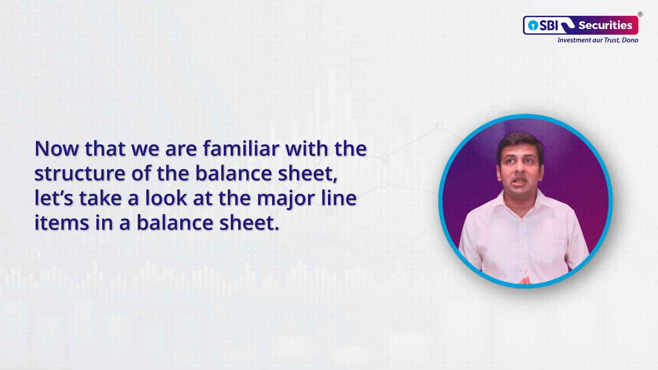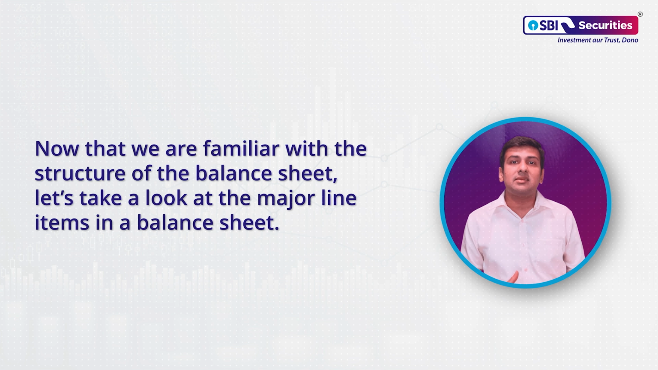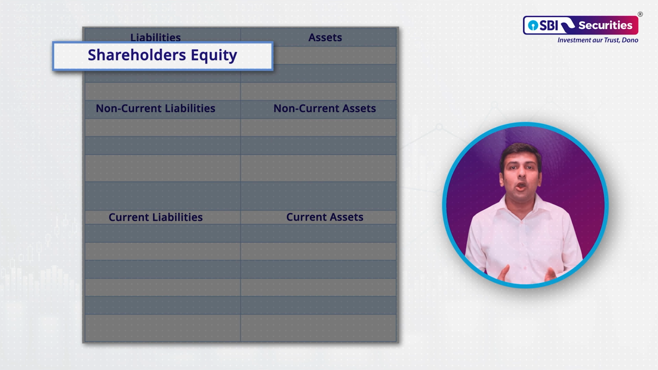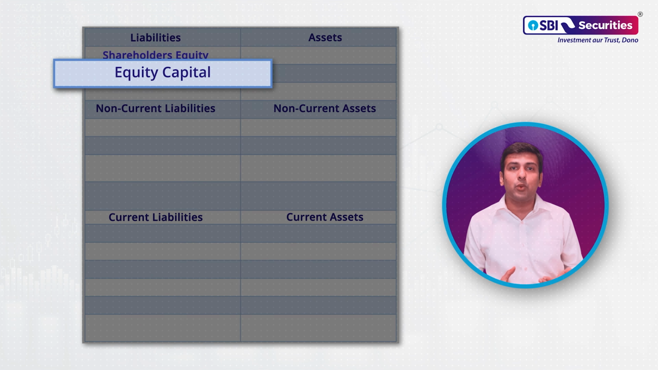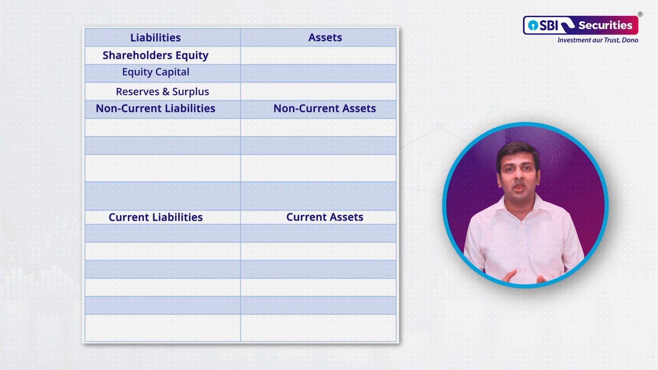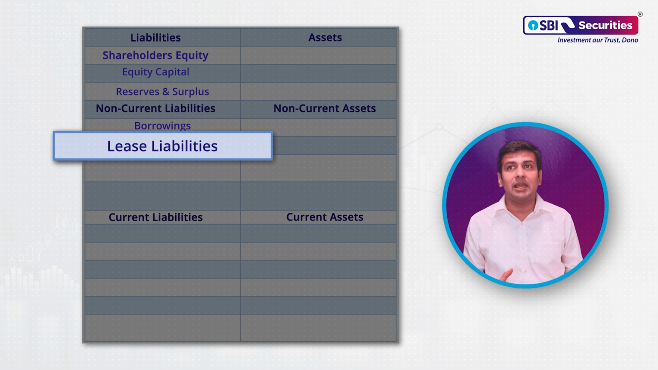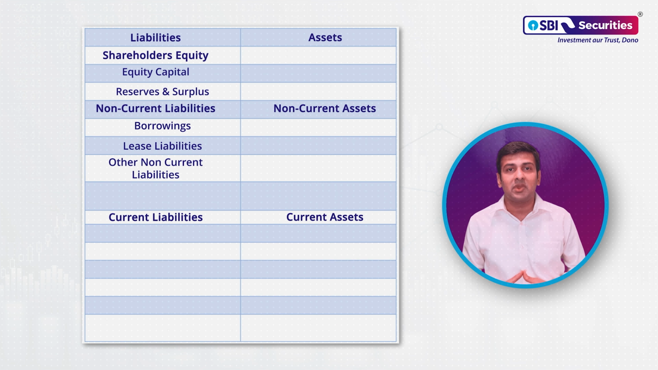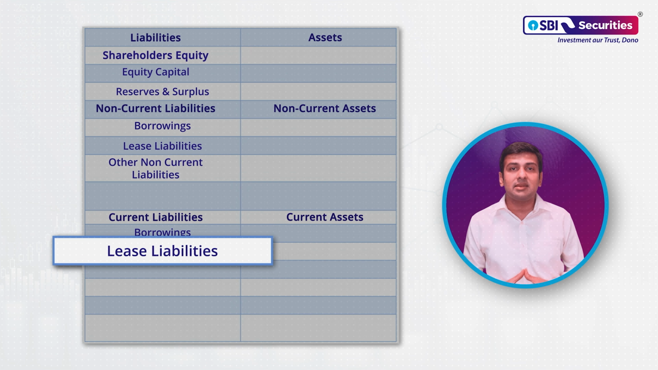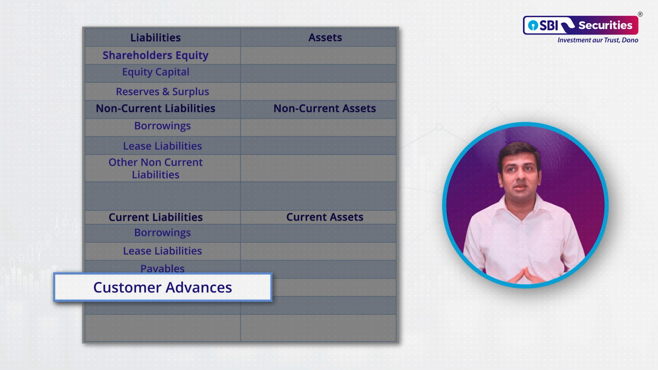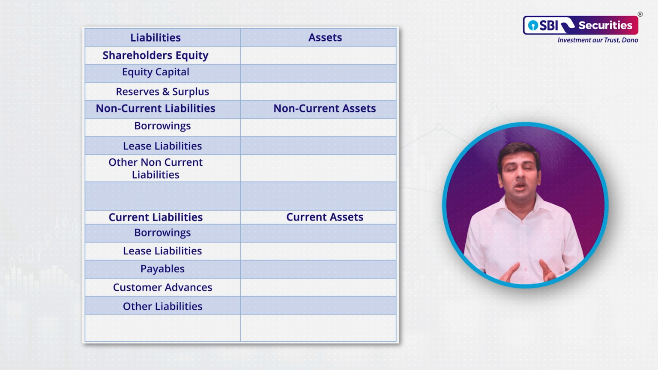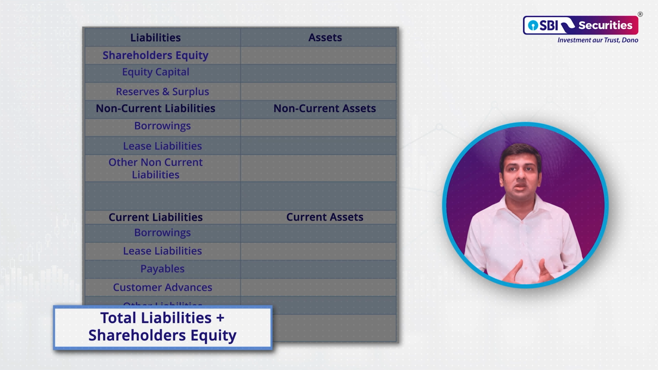Now that we are familiar with the structure of the balance sheet, let's take a look at the major line items. On the liability side, you have shareholders equity, under which you have equity capital and reserves and surplus. Then moving on to the non-current liabilities, where you have borrowings, lease liability and other non-current liabilities. And then finally you have current liabilities, under which you have borrowings, lease liability, payables, customer advances and other liabilities. This sums up to the total liabilities plus shareholders equity.